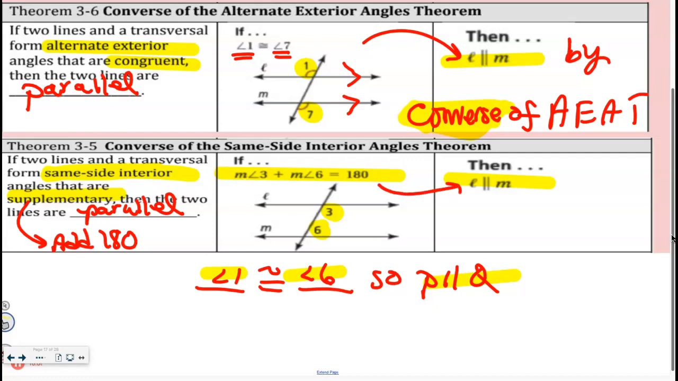So if that happens on your quiz on Friday and it says, give the reason, you're going to go, oh, same side interior angle theorem. And you're going to get it wrong. Because what should you click on? Converse of. And what's the trigger for that? Concluding lines are parallel. I said it a bunch, and you're going to write it a bunch.